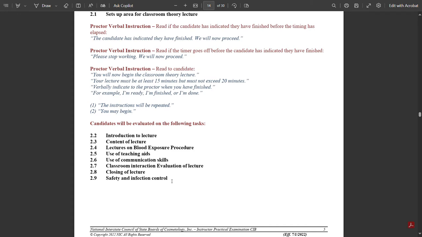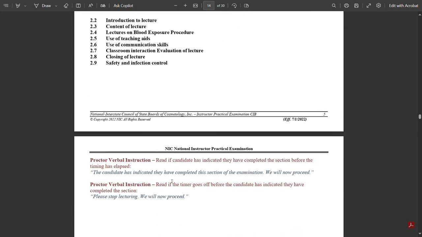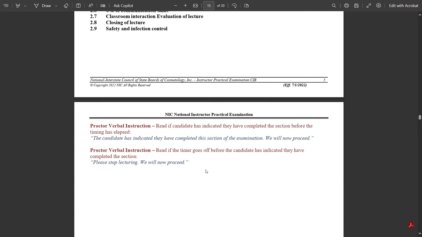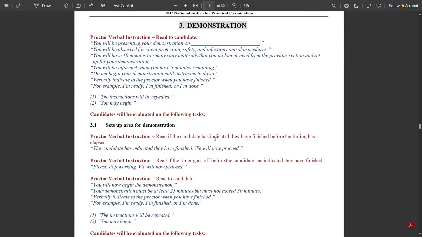Did you follow safety and infection control procedures throughout your lecture? That's not going to matter as much during the lecture as during the demonstration, but just be aware of it. Sanitize your hands, disinfect your workstation before you put anything on it. Once you're finished lecturing, remember to tell them, I'm ready, I'm finished, or I'm done. And they will say, the candidate has indicated they have completed this section of the examination. We will now proceed. Then you'll move on to your demo.